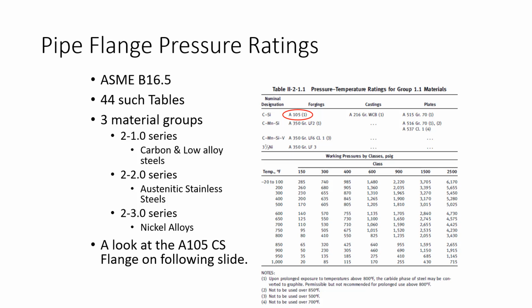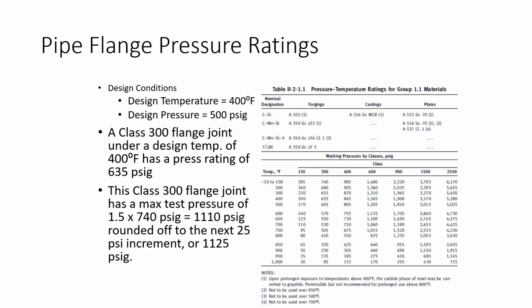To see how these tables work, we will look at the A105 carbon steel flange shown here and on the following slide as an example. Design conditions, which is the basis for specifying material, fittings, and other inline components, will be a design temperature of 400 degrees F at a design pressure of 500 psig.